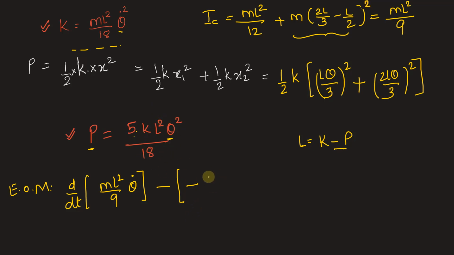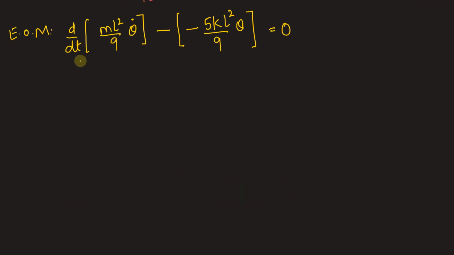We can write this as 5k L square by 9 theta. 2 gets cancelled with 18 and we get 1 by 9, here equal to 0. Let's find the derivative further. So we have time derivative of this term becomes M L square by 9 theta double dot plus 5k L square by 9 theta is equal to 0.